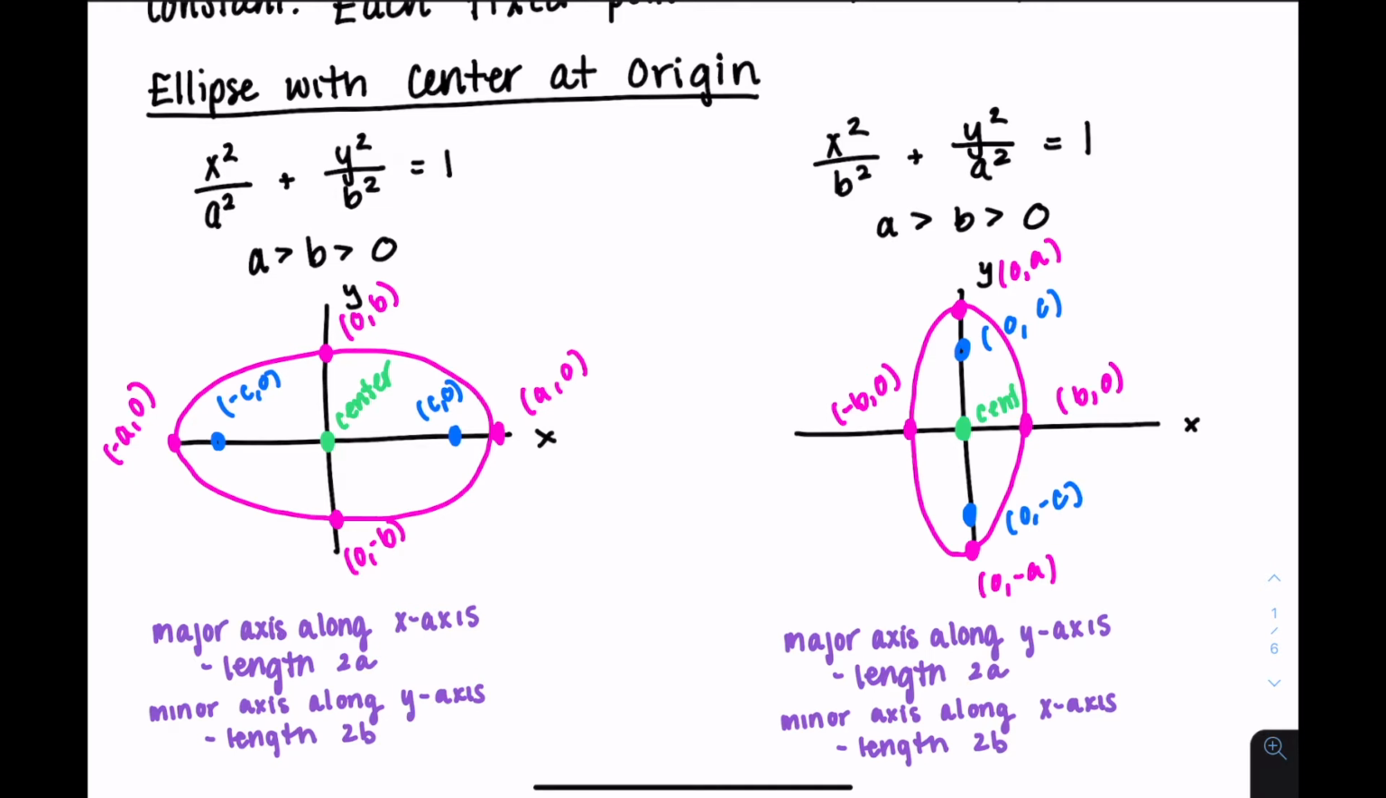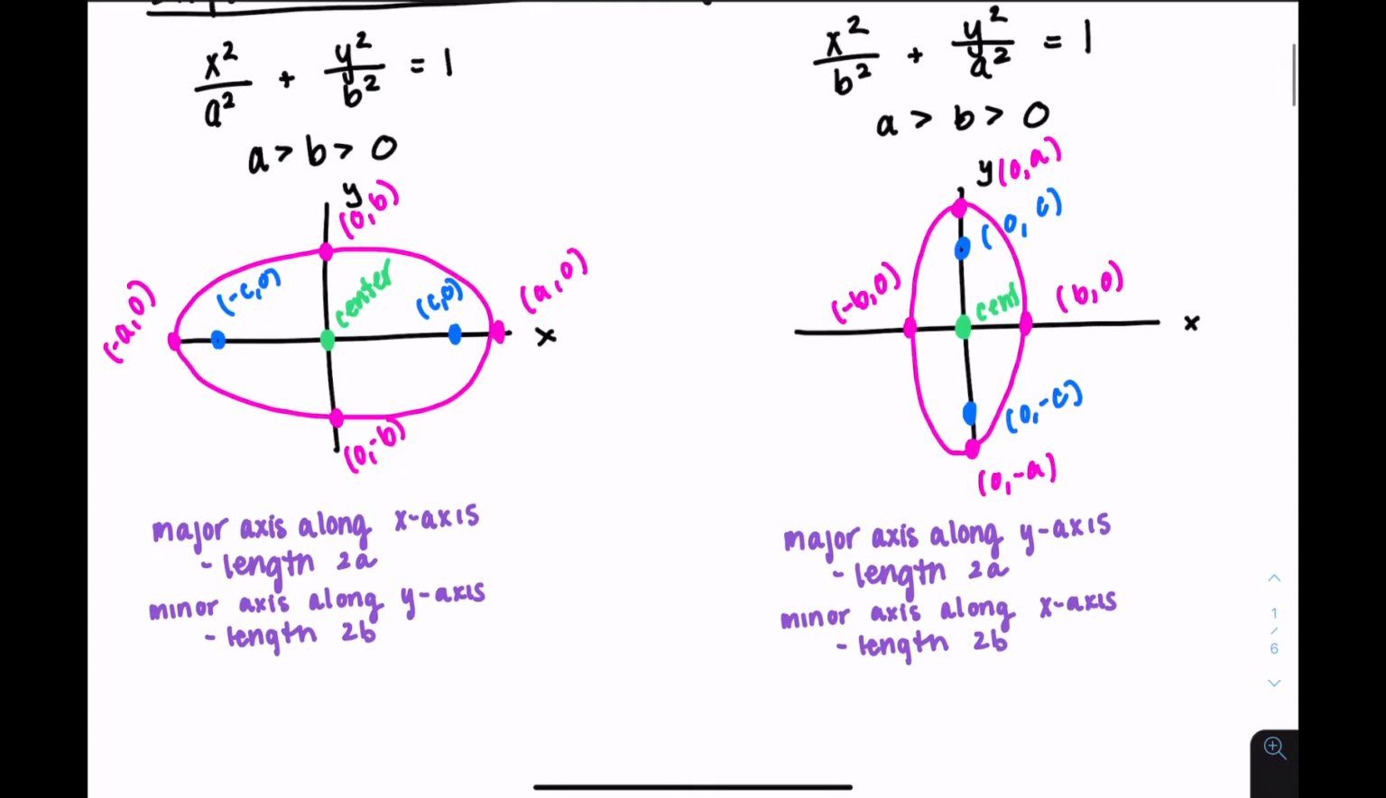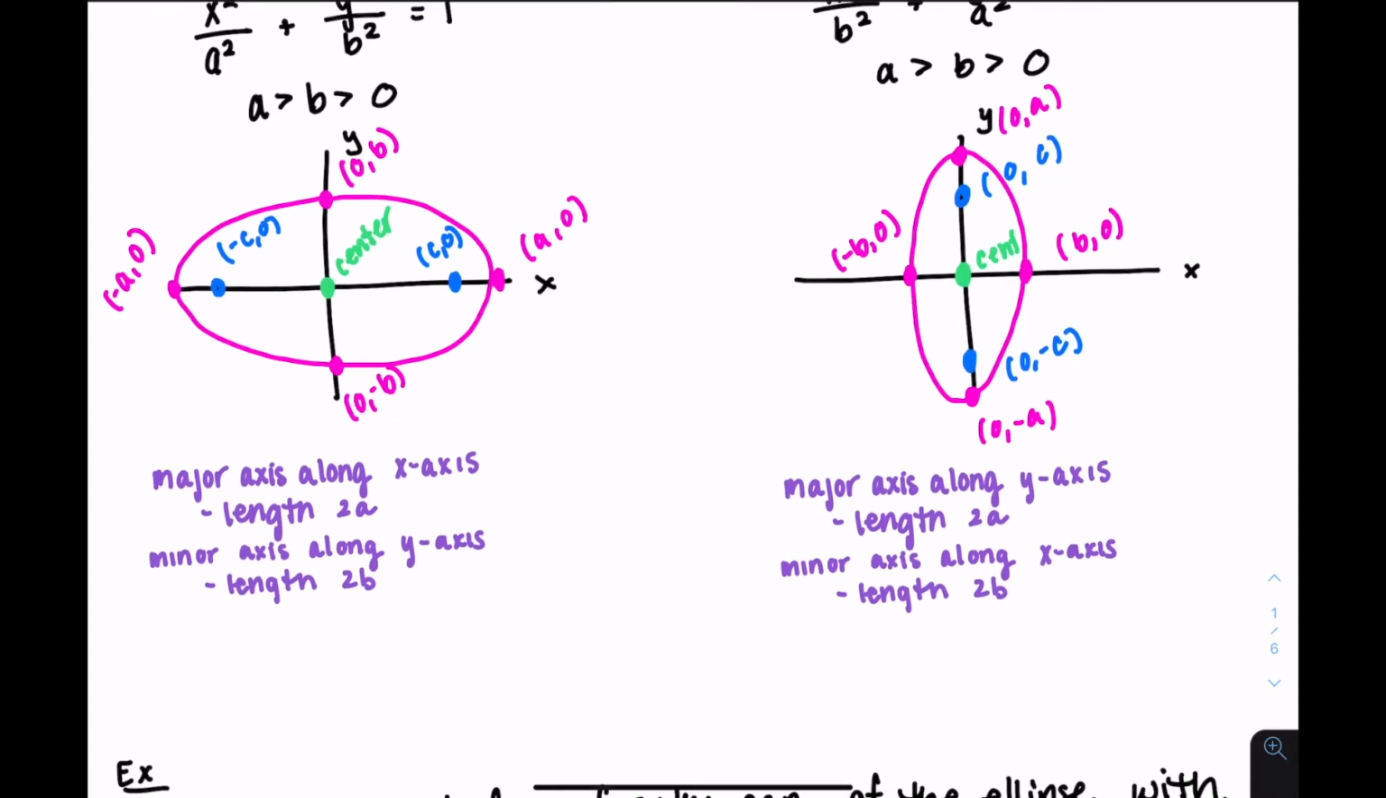To actually find the value of c, we have what's like a reverse Pythagorean theorem. In both cases, to find what that number c is, you use c squared equals a squared minus b squared. It's just going to come from this triangle that ends up getting formed between these two.